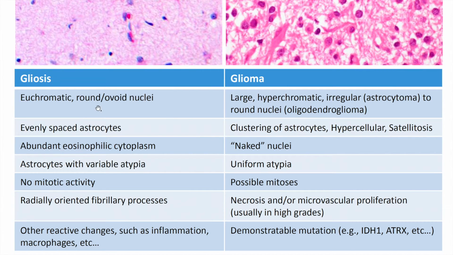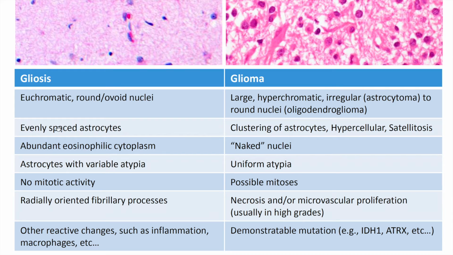So for gliosis, you're going to have euchromatic round to ovoid nuclei, which makes sense, right? If you're thinking of it as a reactive process, whenever nuclei are reactive in other areas of the body, they're often round or ovoid. However, for a glioma, which is not reactive, it's going to be large, hyperchromatic, irregular to round nuclei.